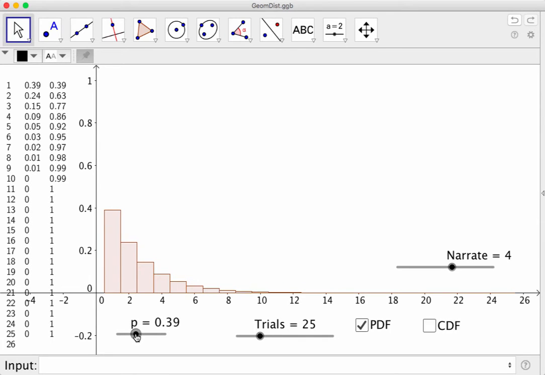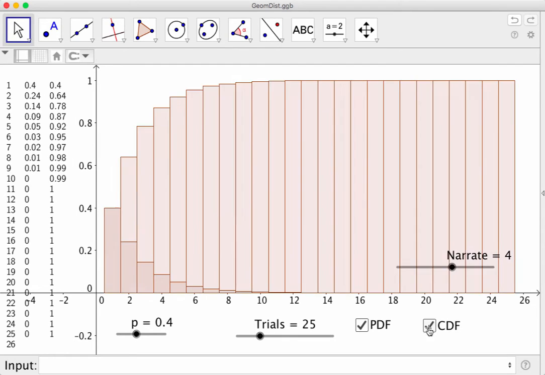So when we increase, let's say they were putting these in 2 out of 5 boxes, which would give us a p of 0.4, then you can see that our probability of not getting a prize by the 11th box is basically 0, because the probability of getting it by the 11th box is roughly 1. And then the cumulative distribution function would just climb to 1 more quickly.